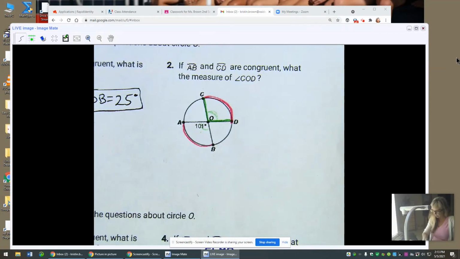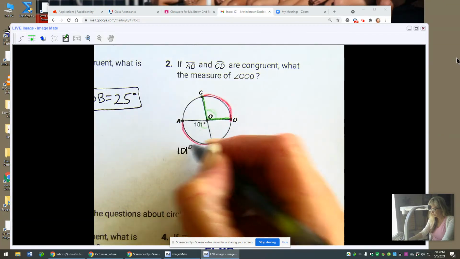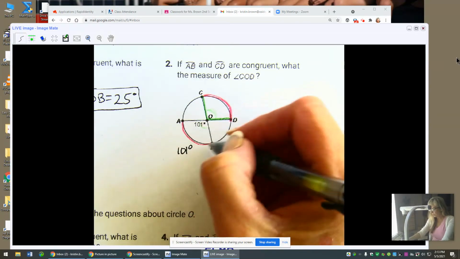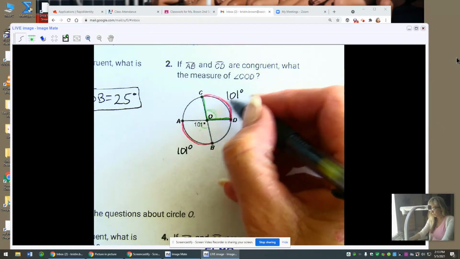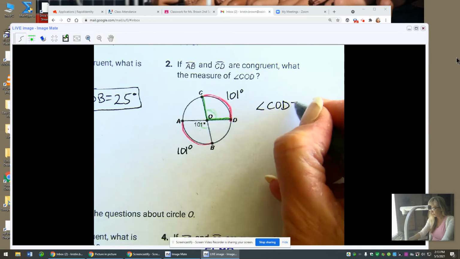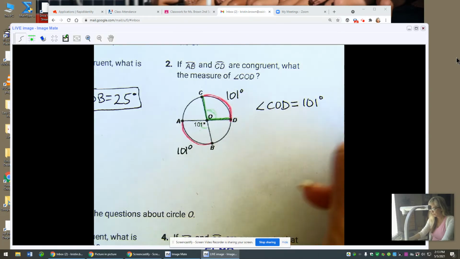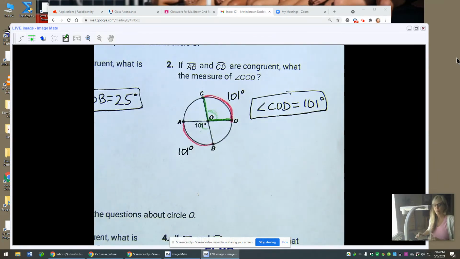But it's all right, we can still solve it because the central angle is equal to the arc. And if these are congruent, this is also 101 degrees, and the central angle is equal to the arc. So angle COD is 101 degrees. Pretty much the same as the last one, slightly different.